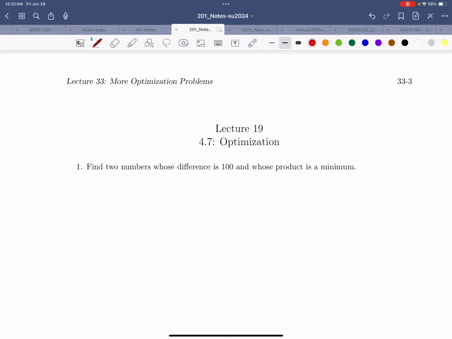Two numbers whose difference is 100 and whose product is a minimum, right? So we want to minimize the product of two numbers. I guess we'll call it P equals xy. With constraint, right? They don't call it the constraint, but it's implied that the constraint is x minus y equals 100. Now you could say, well, how do you know it's not y minus x equals 100? Well, it doesn't matter. Choose one.